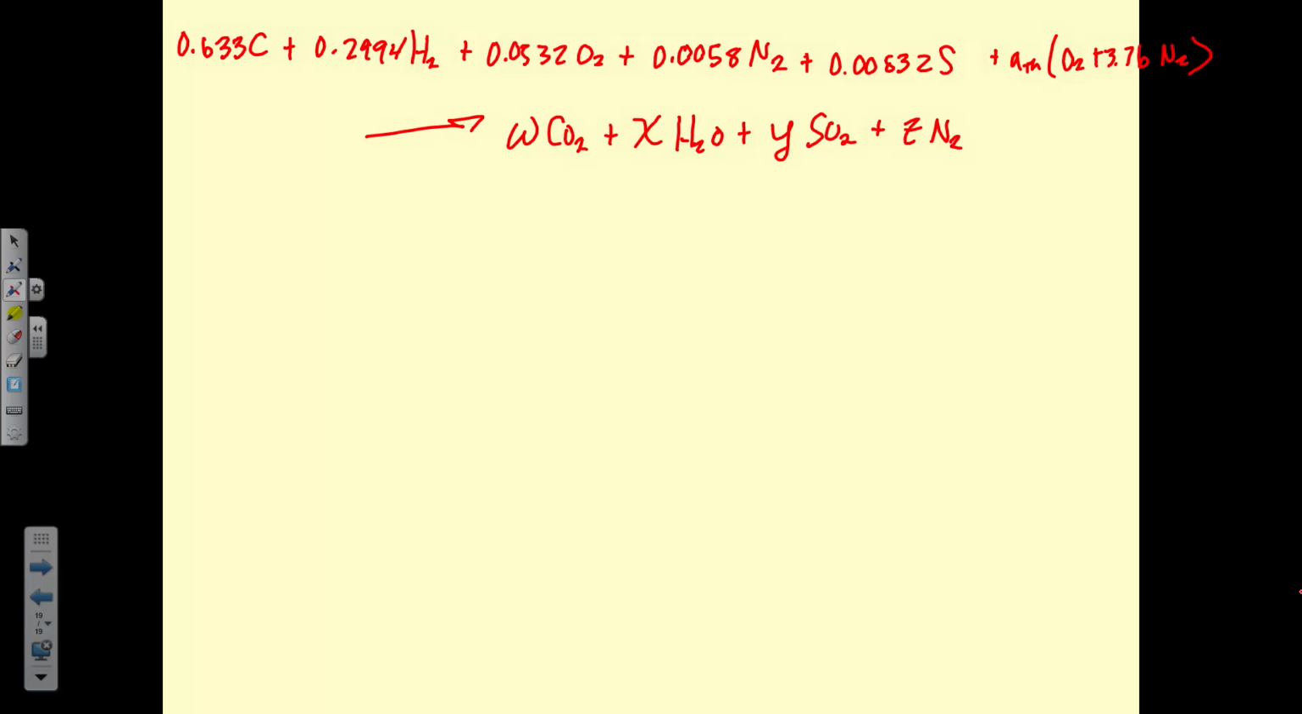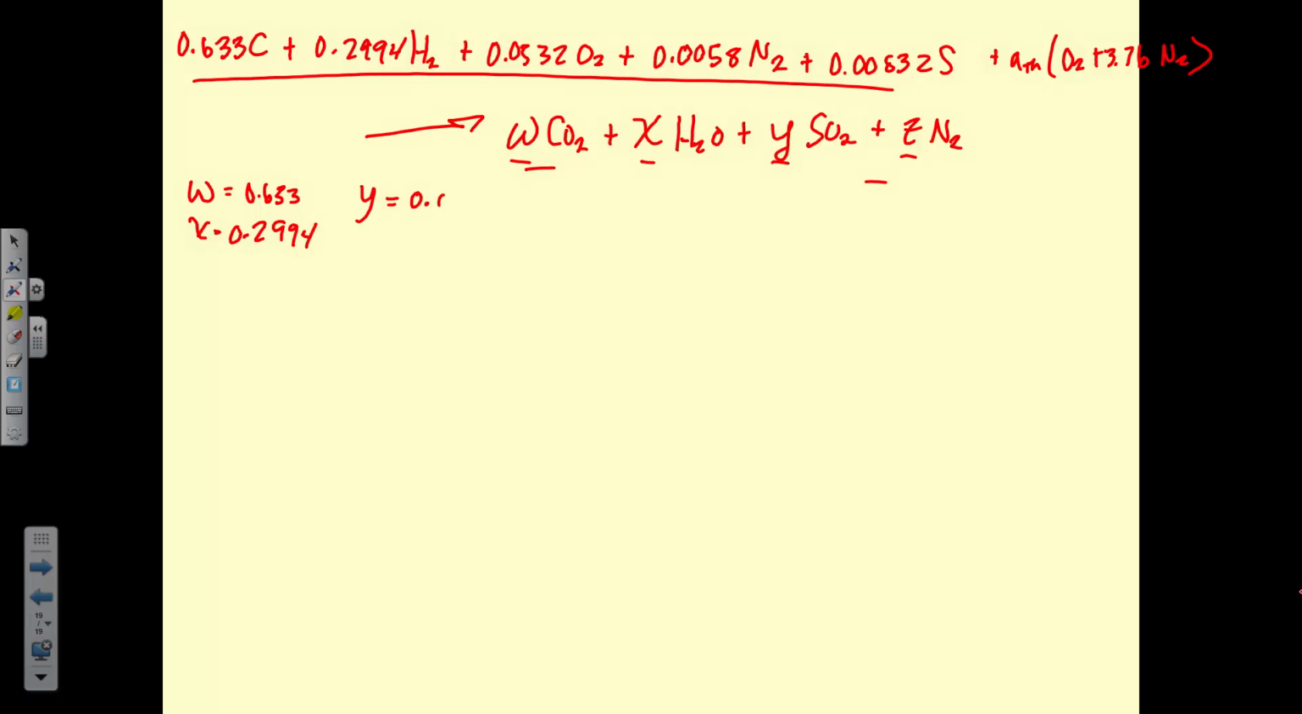Okay, so we go through the process similar to what we did before to find all of these coefficients. So we're balancing this side of the equation with this side of the equation. We find that W is equal to 0.633, X is equal to 0.2994, Y is equal to 0.00832, Z is equal to 2.774, and then the theoretical value for air is 0.7378.